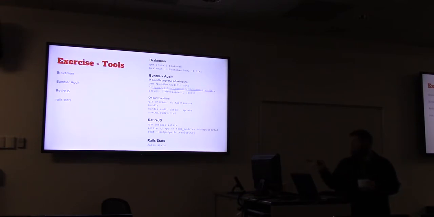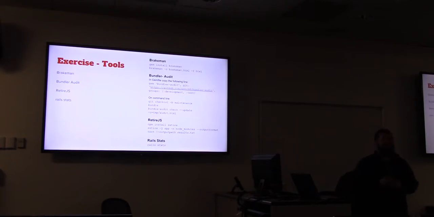And then the last thing is built into Rails. It's been built into Rails from the very beginning. It's rails stats. It's a little rake task that runs, and it'll give you lines of code and number of controllers, number of tests, that kind of thing. Okay. Any questions about that stuff?